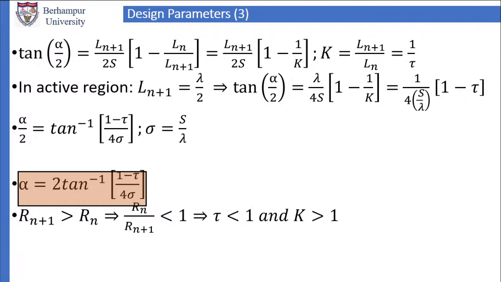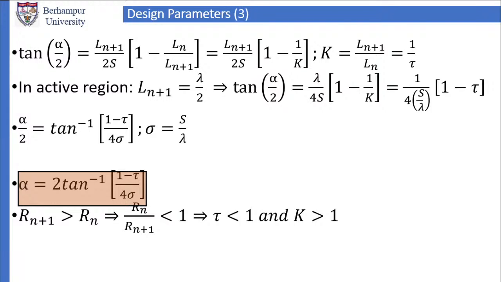In the active region, ln plus 1 is equal to lambda by 2. So that implies that tan alpha by 2 is equal to lambda by 2s into 1 by 2, that is lambda by 4s, into 1 minus 1 by k. So that we can write as 1 by 4 into s by lambda into 1 minus tau, because 1 by k is equal to tau. So from this we can say alpha by 2 is equal to tan inverse of (1 minus tau) by 4 sigma, where s by lambda is equal to sigma. Therefore alpha is equal to 2 times tan inverse of (1 minus tau) whole divided by 4 sigma.